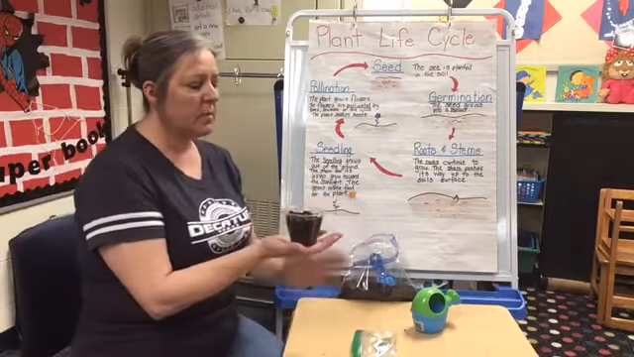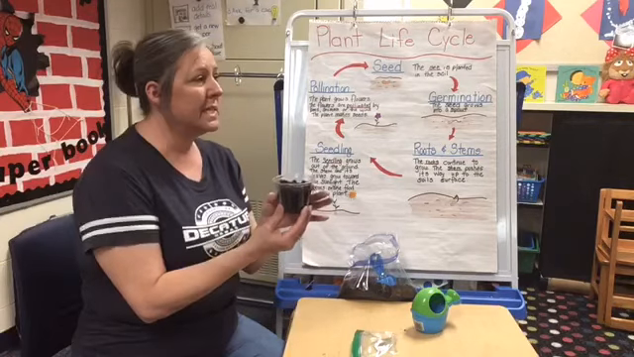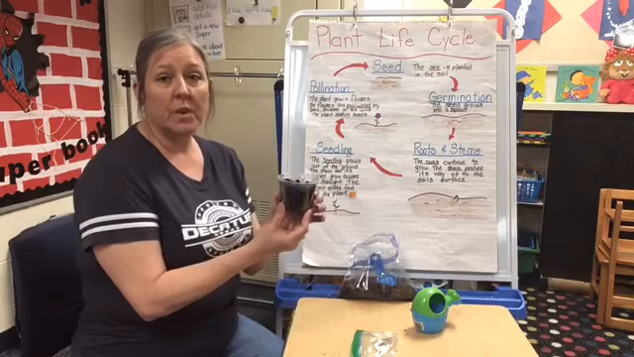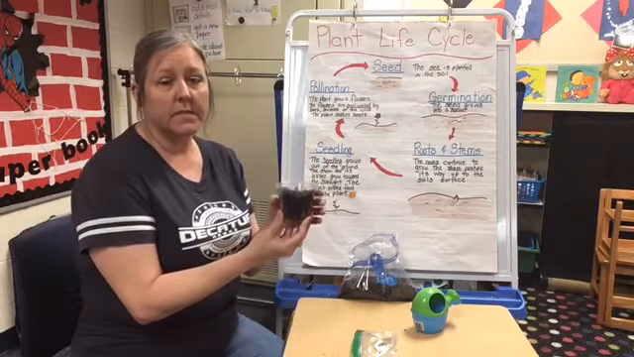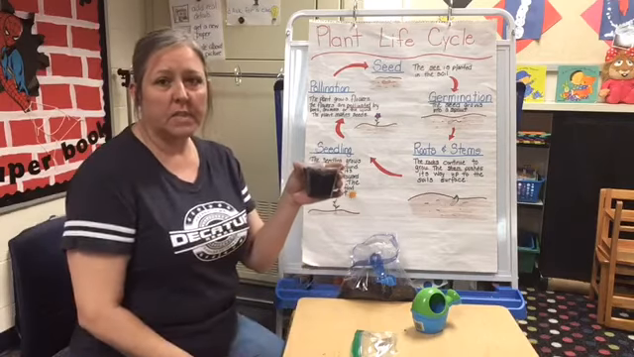Now the next thing we need to do, since this is going to be a house plant, is sit it in a windowsill where it will get lots of light and lots of sun. And then we'll keep track of when it starts to grow.